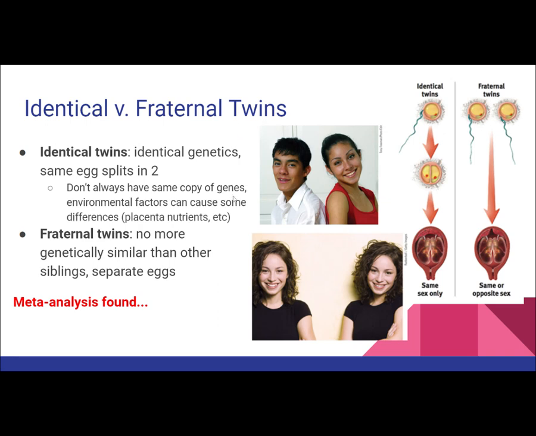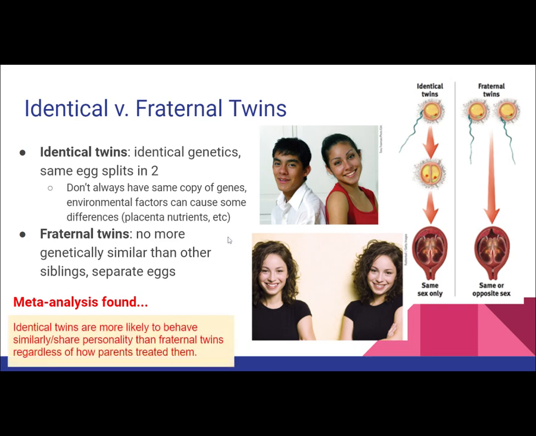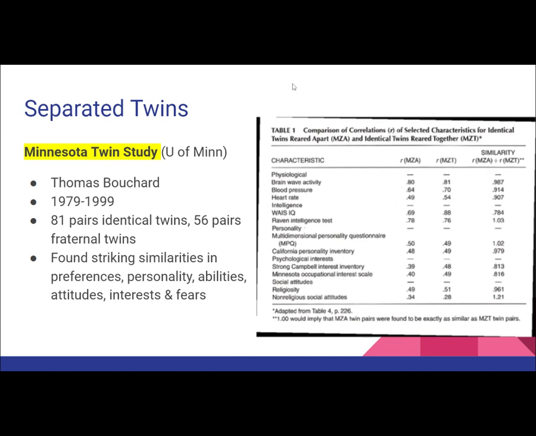And so in studying identical and fraternal twins, a meta-analysis, remember, looking at lots and lots of studies to try to come up with a big idea, found that identical twins are much more likely to behave similarly and share personalities than fraternal twins. And that is regardless of, and controlling for, how parents treated them. So regardless of their interaction with their parents, identical twins are more likely to behave similarly and share personality than fraternal twins. And there are lots of studies that do this.